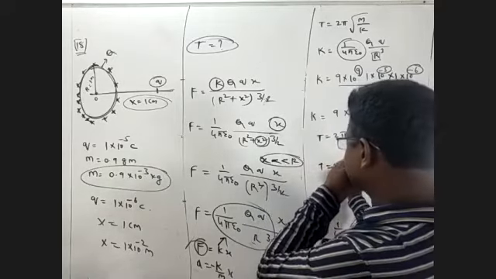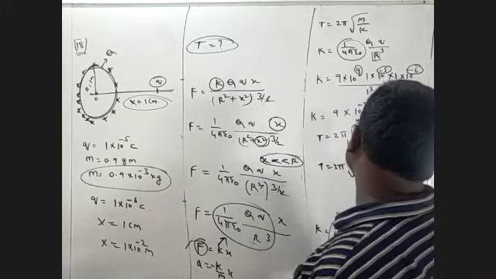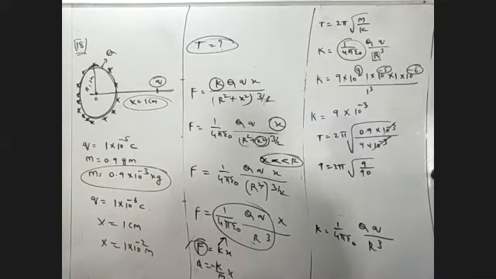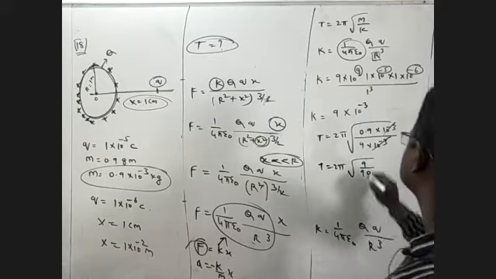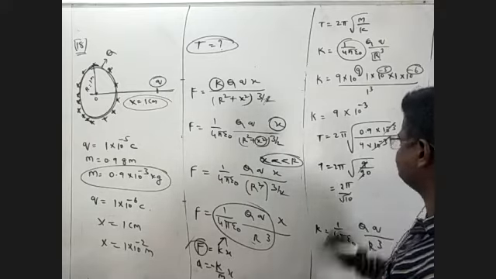So T is equal to 2π root of 9 by 90. The 9 cancels, this is 1 by 10. So this is 2π root of 10.